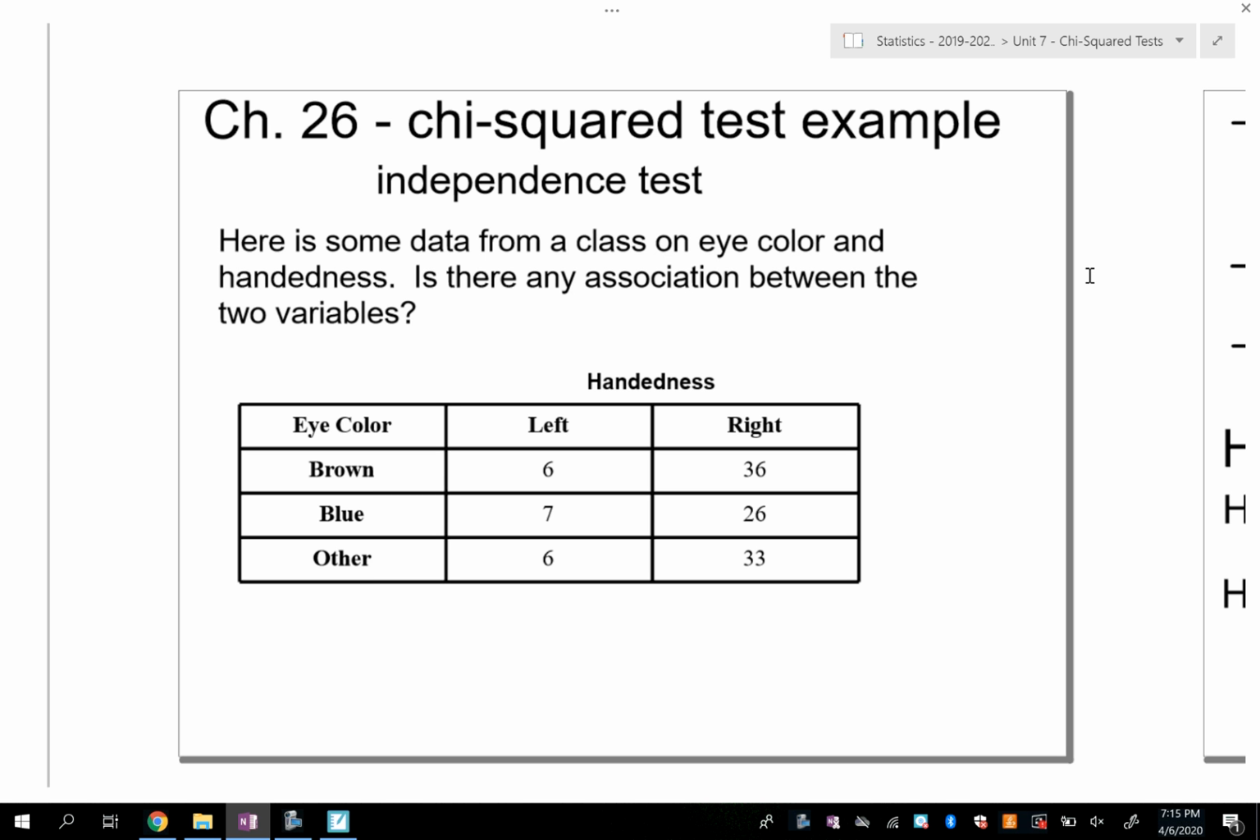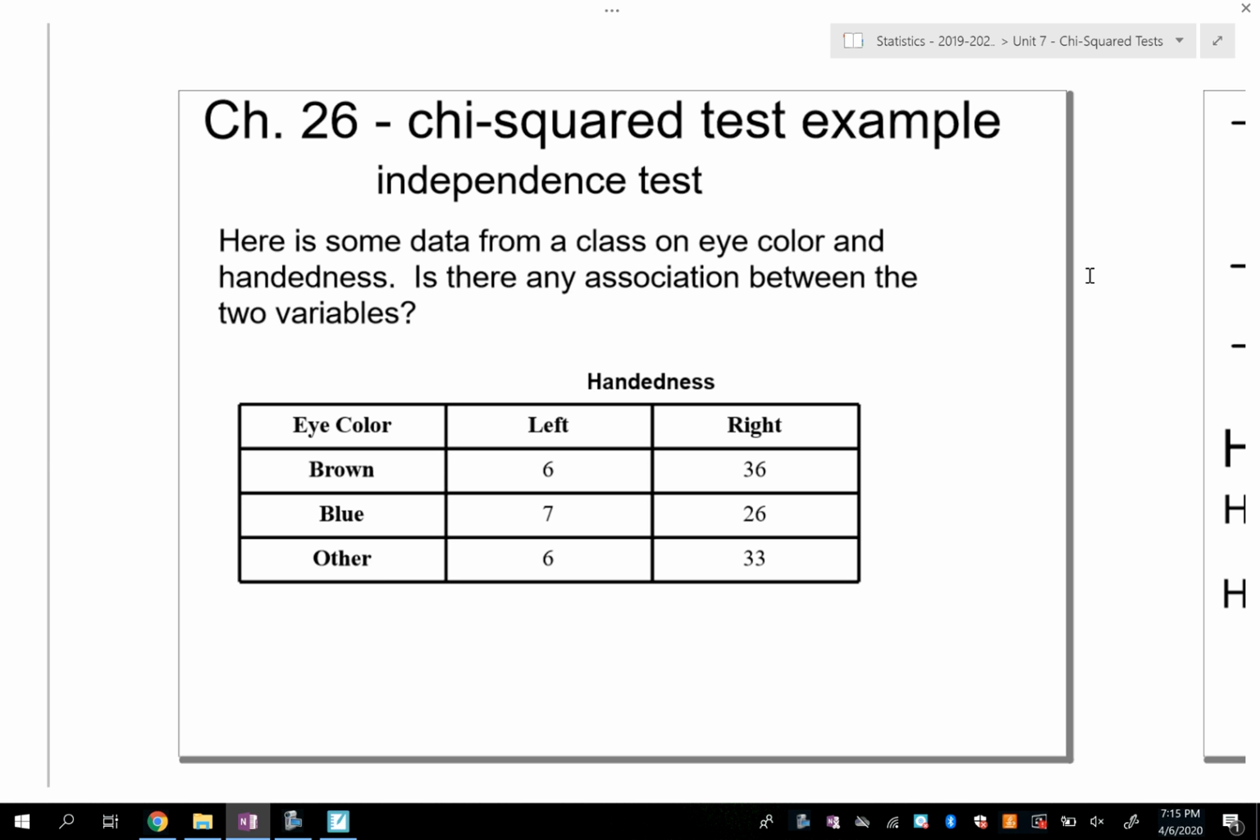Now, one of the key things I would say is, I try my best to be as straightforward with you guys as possible. You'll notice in this question it says, is there any association? Whenever I see that question phrased, is there an association, I immediately think, okay, they're testing for independence.